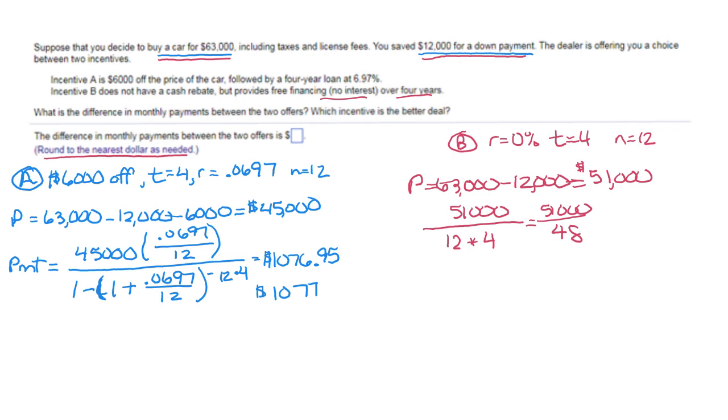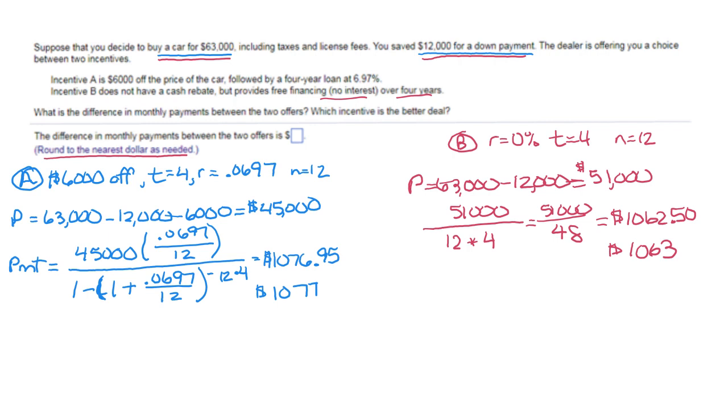And when we cut this answer, we're getting $1,062.50. All right, rounding that to the nearest dollar would be $1,063. And that would be our monthly payment.